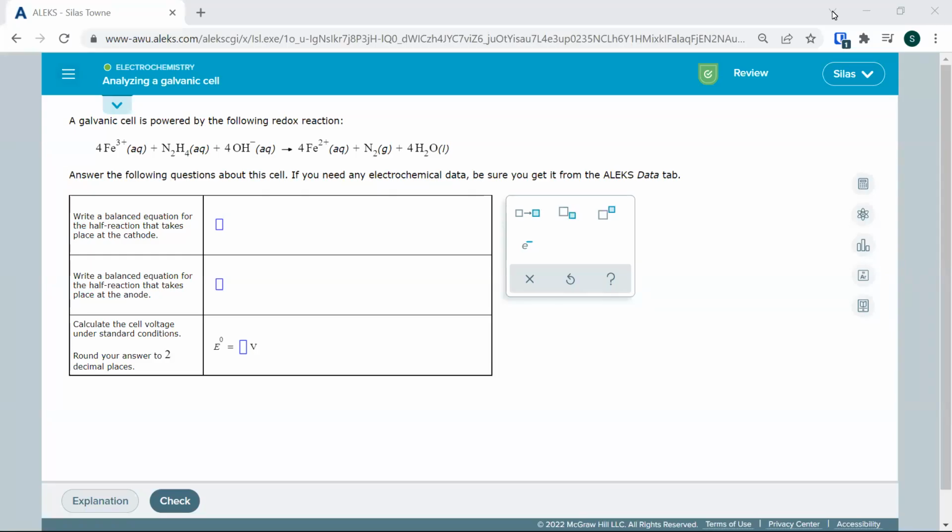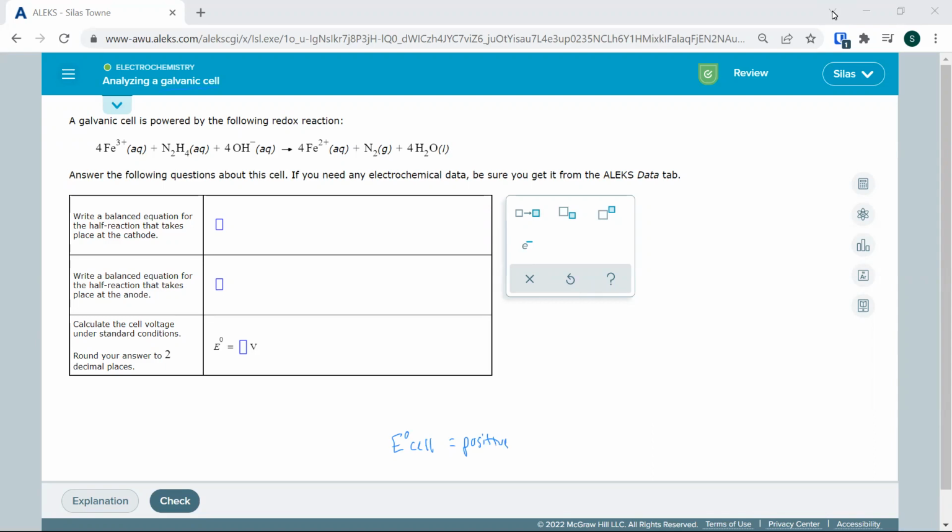All right, let's take a look at analyzing a galvanic cell. Galvanic cell means it is spontaneous, which means we know already that our E cell will be a positive number. So that's our gut check already, that it has to be something positive because it is a galvanic cell. Okay, so we got a lot going on here.